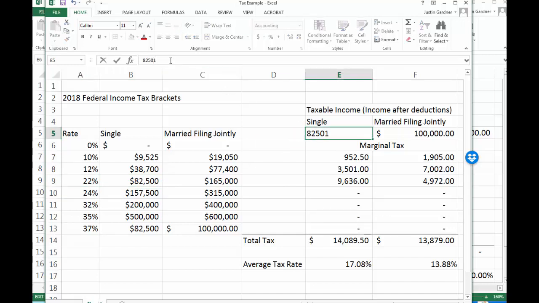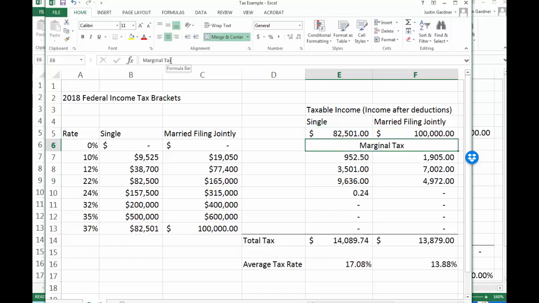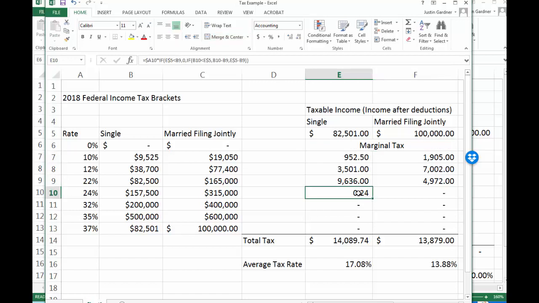I'm going to put a 1 in there, and we're going to see the next spreadsheet row pop up, and it's going to be 24 cents. And this individual's total tax burden just went up by 24 cents. So now, because this person has popped into that next tax bracket, they're getting taxed 24 cents on the dollar for each additional dollar that they make.